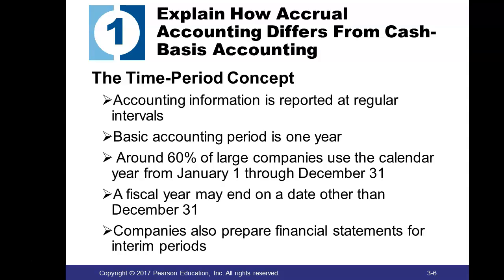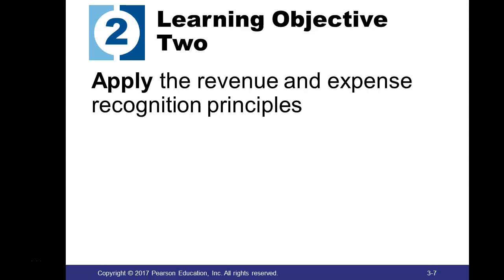Now, sometimes organizations, particularly public organizations, may have to prepare quarterly financial statements and report that information. And that's an interim period. It is not a full 12 months, but it may very well be 3 months or 6 months or 9 months. So apply the revenue and expense recognition principles.